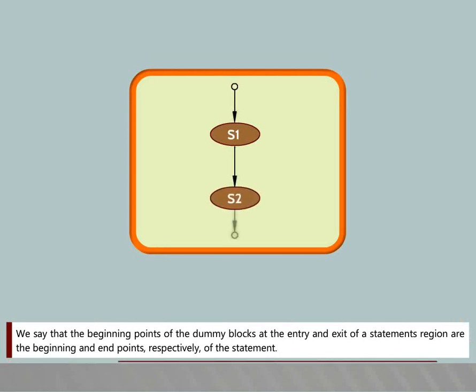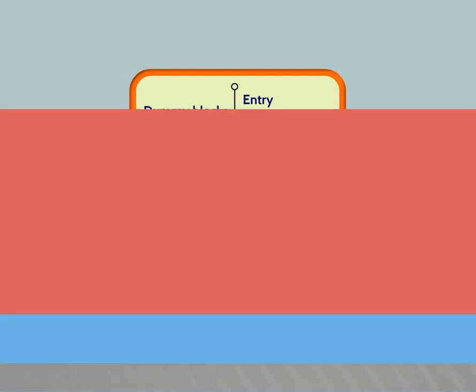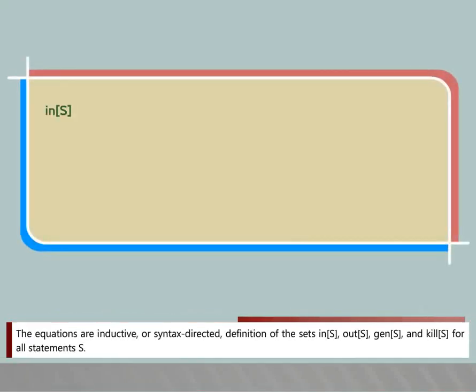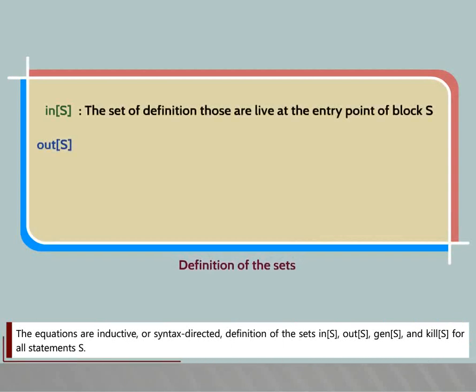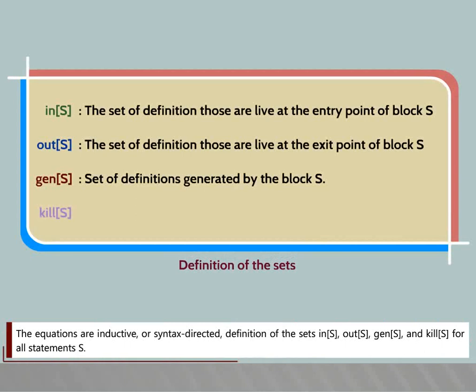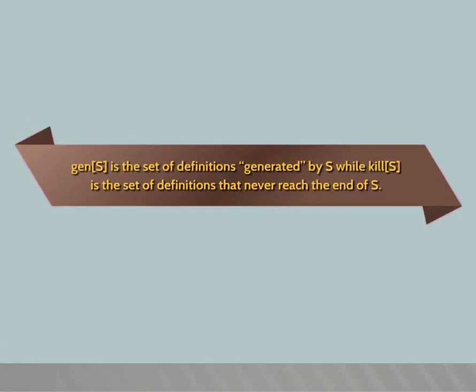We say that the beginning points of the dummy blocks at the entry and exit of a statement's region are the beginning and end points, respectively, of the statement. The equations are an inductive or syntax-directed definition of the sets in of S, out of S, gen of S, and kill of S for all statements S. Gen of S is the set of definitions generated by S, while kill of S is the set of definitions that never reach the end of S.